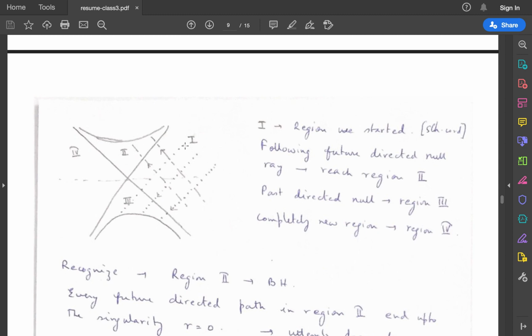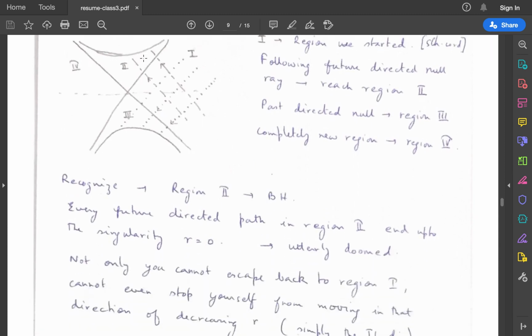Similarly, following the past directed null rays, we approach region 3, and we reach something like this. And we have a completely new region, region 4. We had no hint of what this region was from the Schwarzschild coordinates, but we are getting this new region here.